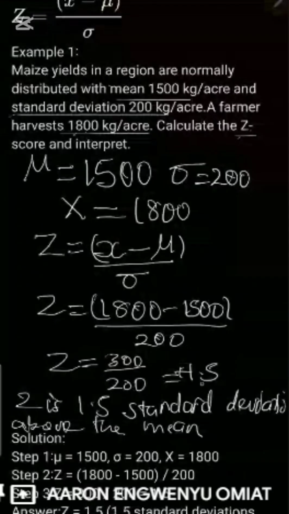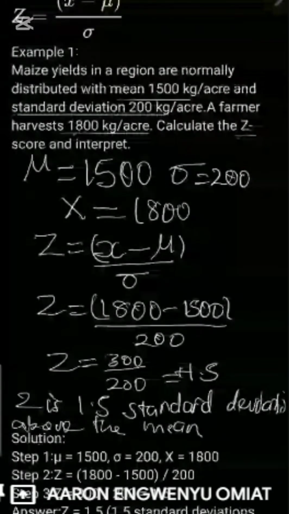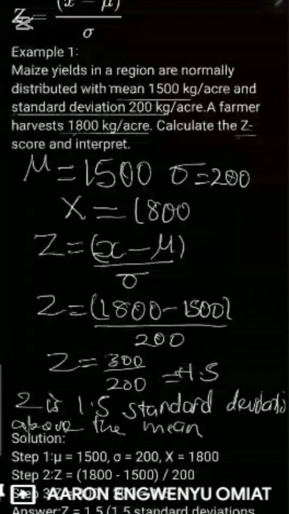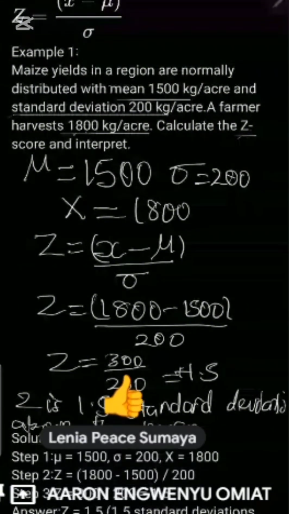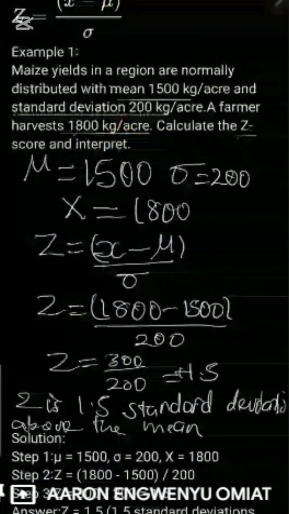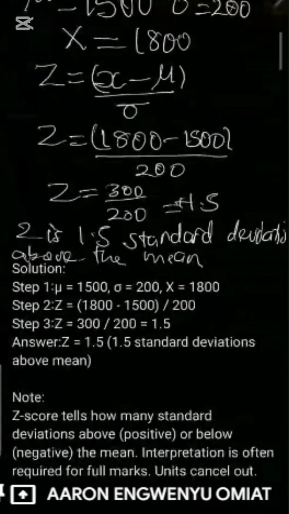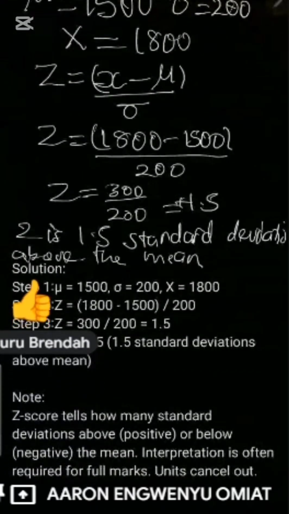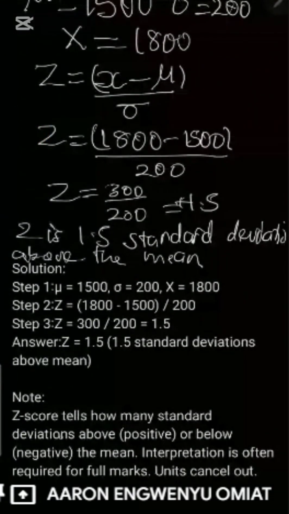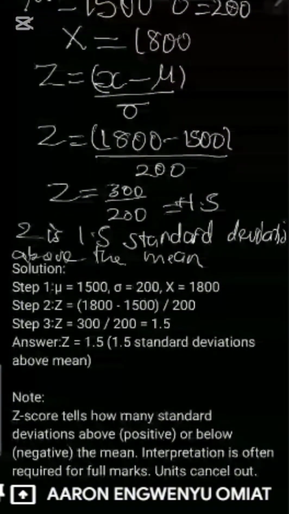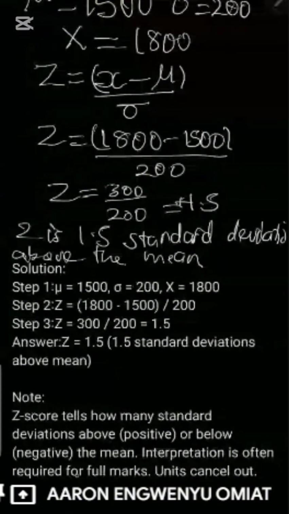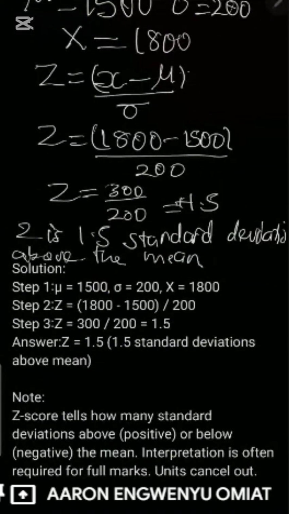Are we together? Any questions before we go ahead? Okay, I proceed. So Z score tells how many standard deviations above, which is positive, or below, which is negative, the mean. Interpretation is often required for full marks. Units cancel out. So the units kilograms per acre cancel out. So Z score has no units.